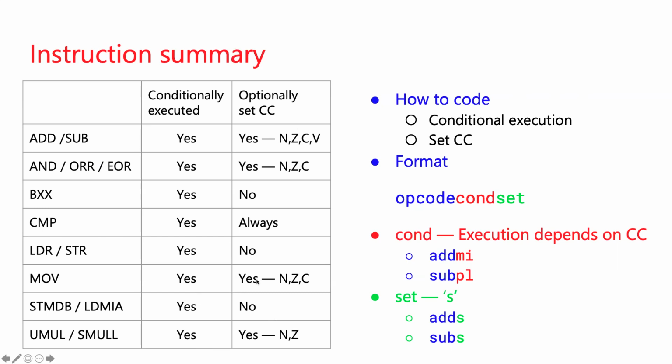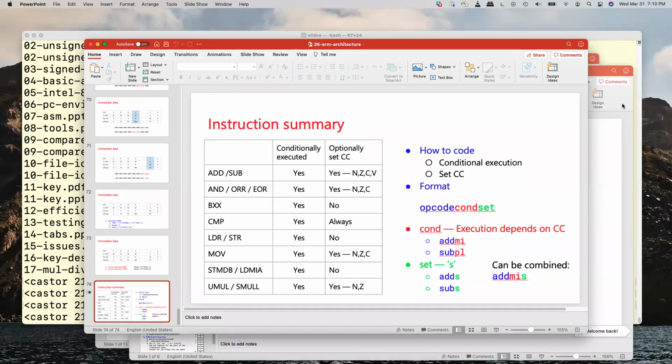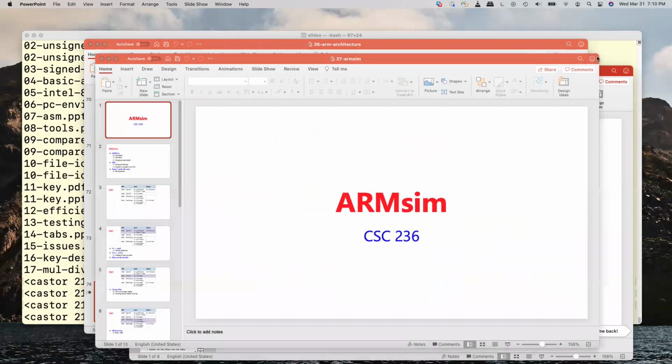The move instruction can optionally set the condition code. Add and subtract can optionally set the condition code, but not load and store. They never set the condition codes, and you can't put an S at the end to tell them to do that. Some of them, like compare, always set the condition codes. We already said that, so you don't need to put the S there. It wouldn't do anything anyway. That's our quick summary of ARM. I think in this, we've seen a lot of things that are common among RISC processors.